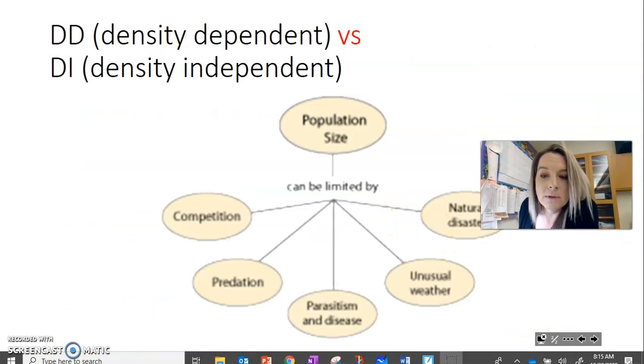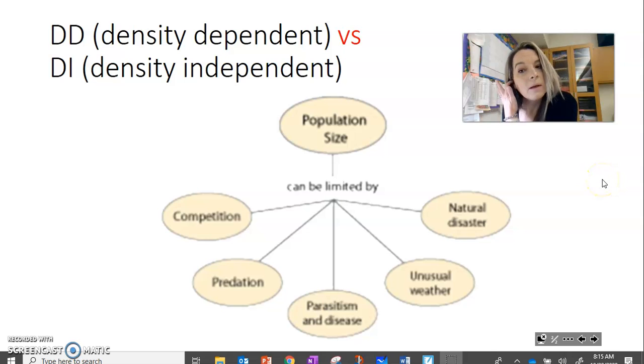Now here's going to be my only questions on this Ed Puzzle. I'm going to ask you, you're going to look at these. Density-dependent and density-independent. What do you think competition is? A DD or a DI? Density-dependent, density-independent. That's right, DD. Predation, predator-prey. Is that DD or DI? Do you need a species present in order to happen? That's right, it's DD, dependent.